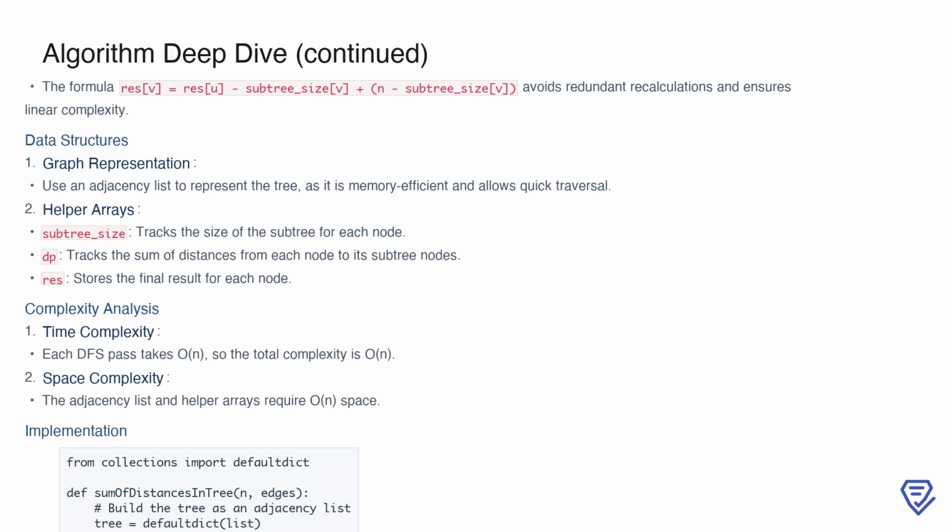result for each node. In terms of complexity, the time complexity of this approach is O(n), because each DFS pass traverses all nodes exactly once. The space complexity is also O(n), primarily due to the adjacency list and helper arrays. This efficiency makes the algorithm scalable to large trees. To begin implementing, we first construct the adjacency list representation of the tree. Then, we initialize the helper arrays, setting all values to 0, to prepare for the DFS calculations.